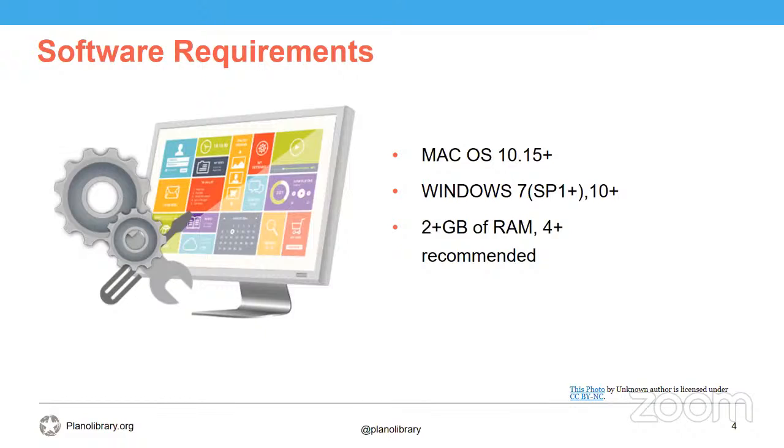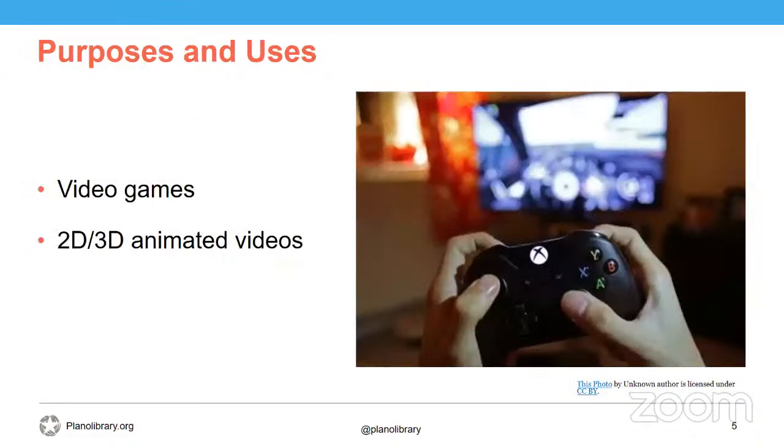And then a little bit more about what you can use Unity for. Unity is primarily designed as a game development software, a game engine. However, it can be used to make other things like 2D or 3D animated videos. A lot of the tools that it has built in to help making video games also are useful, at least in various stages of animating videos digitally.